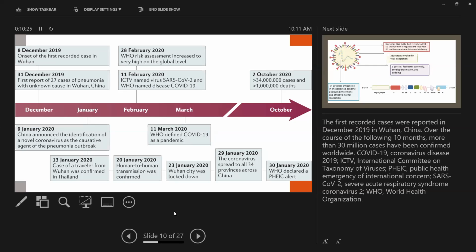Now, this is a timeline, essentially. It's very possible that the virus had been circulating in human populations earlier, but the first recorded case, at least on record, is in late 2019. From there, as you can see, the epidemic moved very, very quickly. There were 27 cases of pneumonia in Wuhan, China, and then you had China announcing the identification of a novel coronavirus as the etiological agent of this unidentified pneumonia. And then a traveler from Wuhan was confirmed in Thailand.